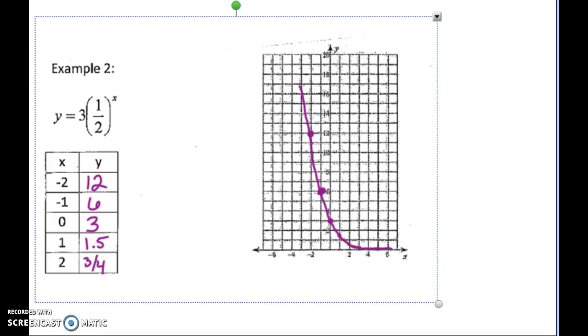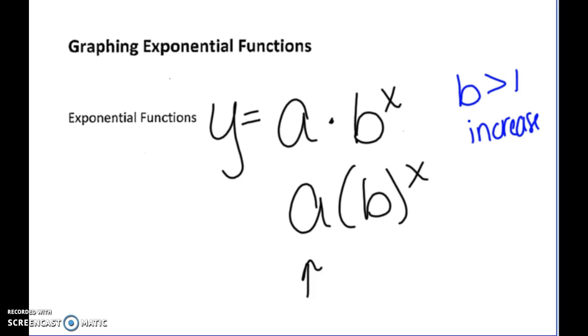And then the second one that we graphed, that number b is less than 1. These were like the decay problems or the depreciation problems, the things that said they depreciated or went down in value. We had 1 minus the percent that it decreased, and so it made that number less than 1. So if we have a number for b that is less than 1, it's going to decrease.